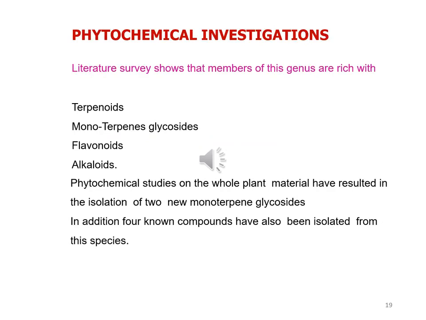The phytochemical investigations of Indigofera hydrantha show that members of this genus are rich in terpenoids, monoterpene glycosides, flavonoids, and alkaloids. Phytochemical studies on the whole plant material have resulted in the isolation of 2 new monoterpene glycosides, and in addition 4 known compounds have also been isolated from this species. So we will discuss those phytoconstituents which have been isolated from Indigofera hydrantha, and also discuss the elucidation of their structures with the help of proton NMR, C13 NMR, HMBC, HMQC, and other modern spectral techniques.